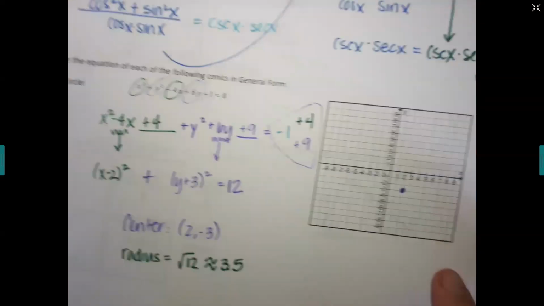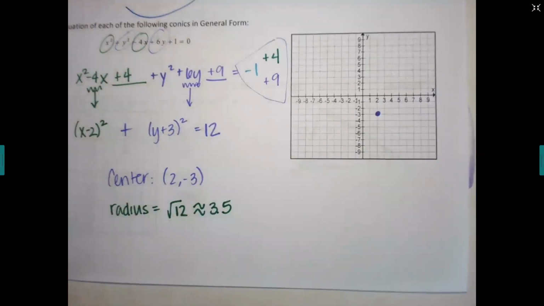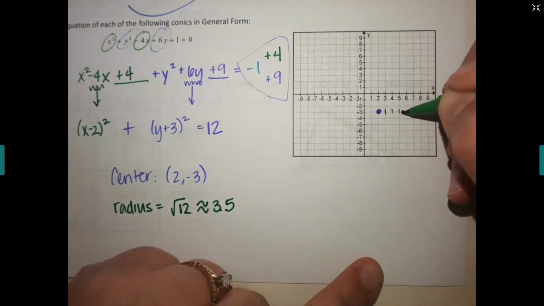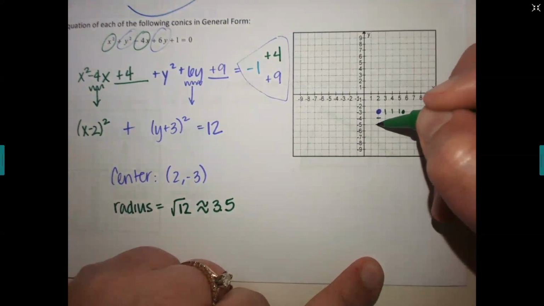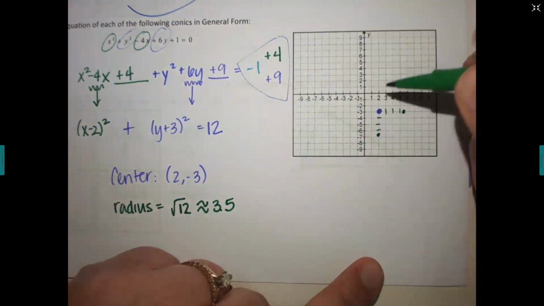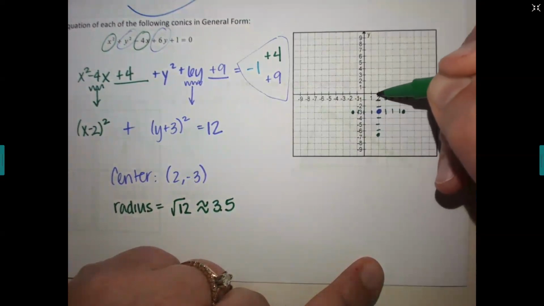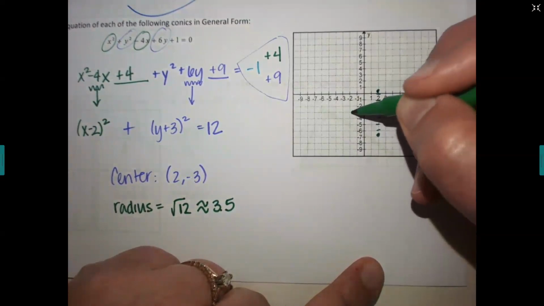And so then when you do your circle, I'll kind of zoom in on this. What I'm going to do when I count is I'm just going to go 3.5 boxes each direction since it didn't come out to be perfect. So 1, 2, 3.5. 1, 2, 3.5. 1, 2, 3.5. And then just start your circle.